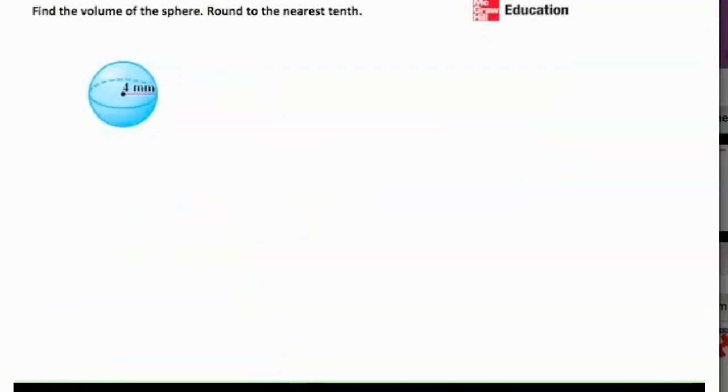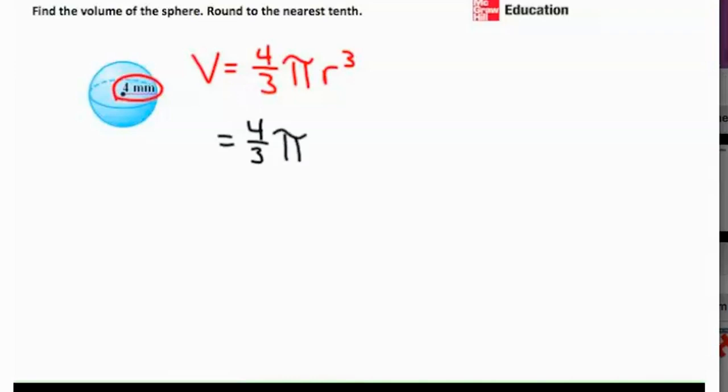Find the volume of the sphere. Round to the nearest tenth. So notice we have a sphere here that has a radius of 4 millimeters, and we're going to use the formula volume equals 4/3 times pi times r cubed. So let's go ahead and substitute our value of 4 millimeters into our equation. So we have the volume equals 4/3 pi times 4 cubed.